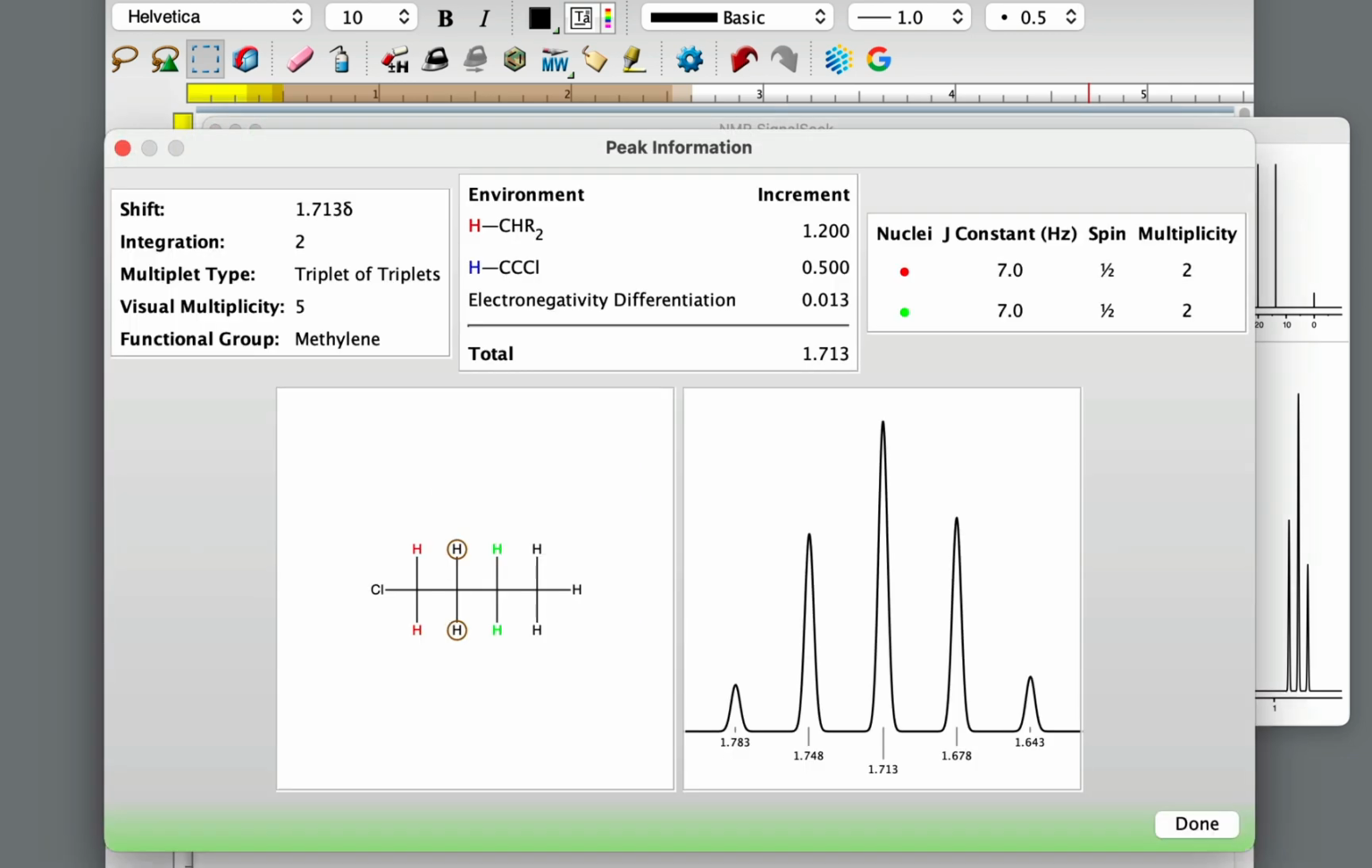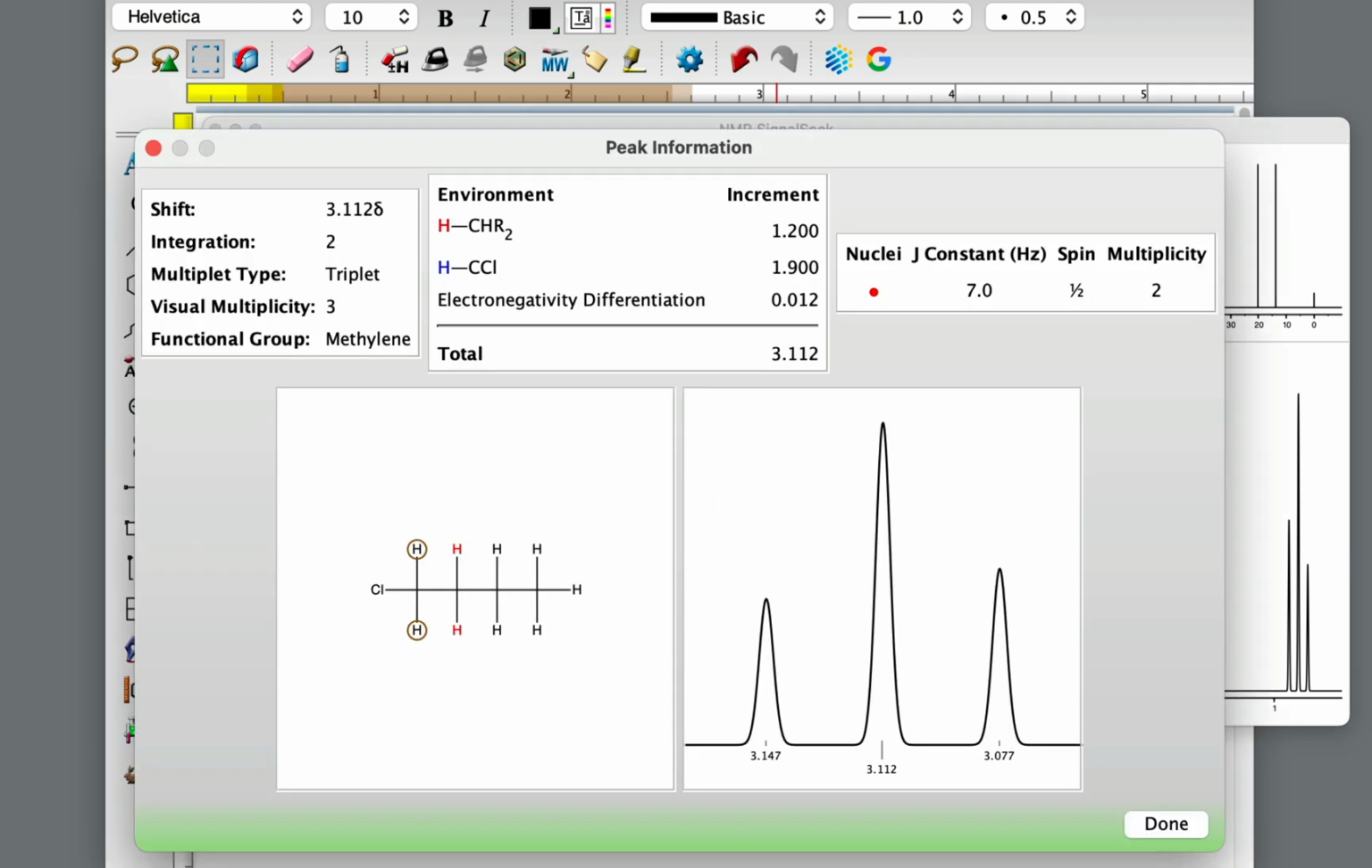This signal has an integration of 2 and correlates to the 2 circled hydrogens on carbon 2. These two hydrogens are even closer to the chlorine atom, so the chemical shift continues to move downfield. There are four total neighboring hydrogens, so 4 plus 1 equals 5, which we see in the signal's peaks.